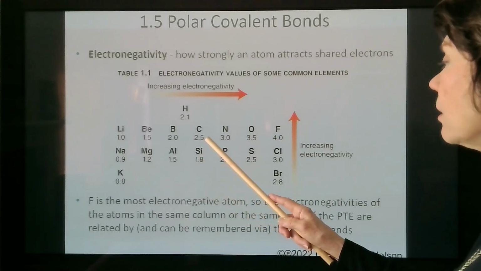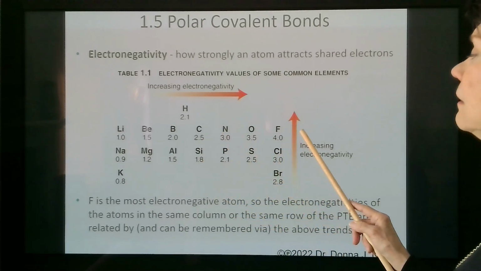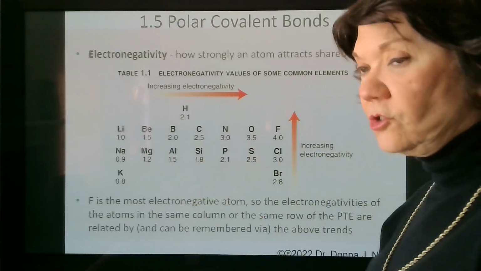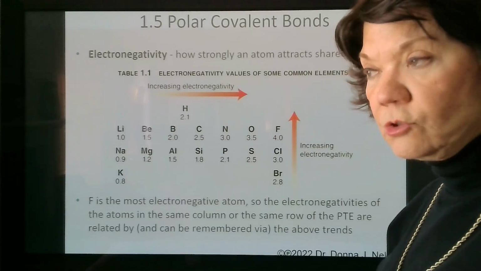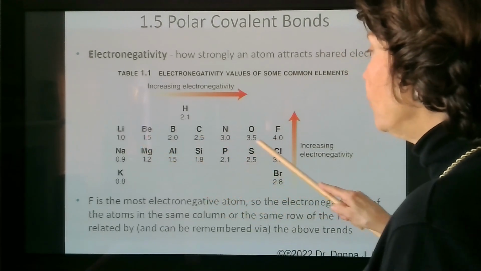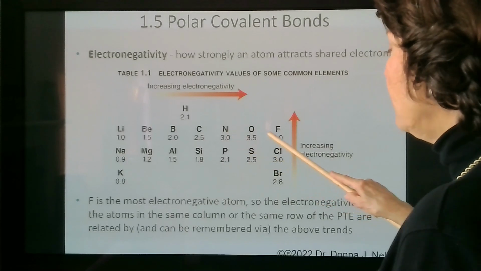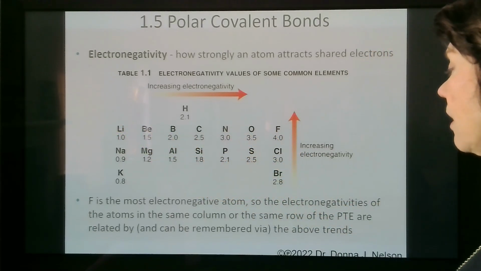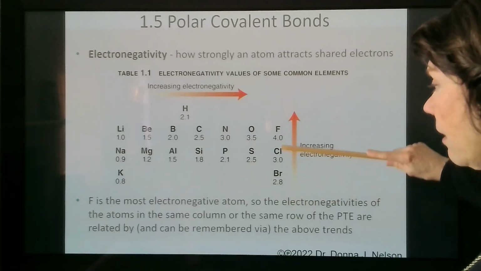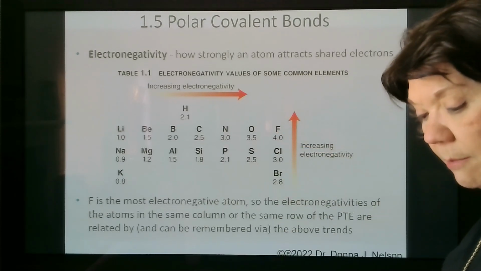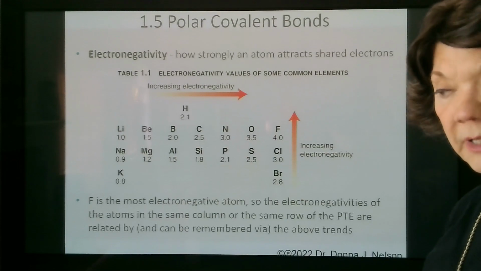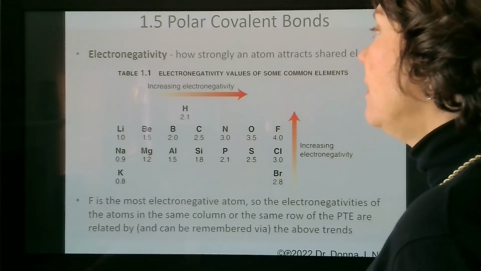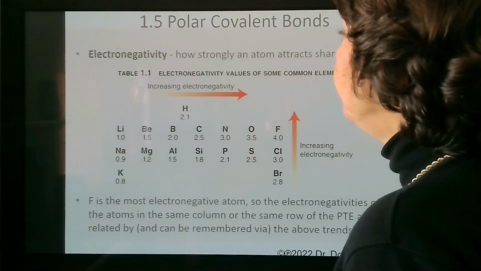You can remember generally the electronegativities. It is not necessary to remember all of these values, but you can remember the trends. The electronegativity increases as you go from left to right. Electronegativity also increases as you go from bottom to top in the periodic table. You do need to remember those trends. You probably already remember them from general chemistry.